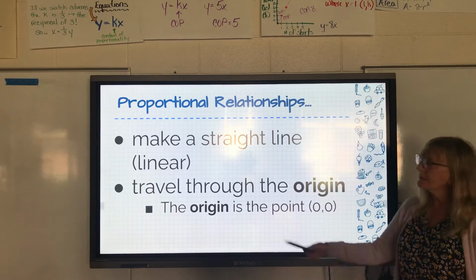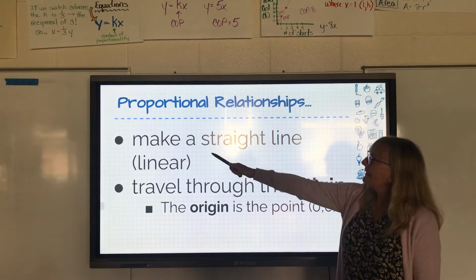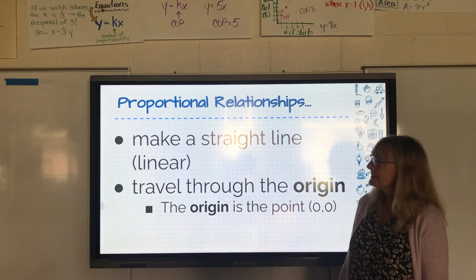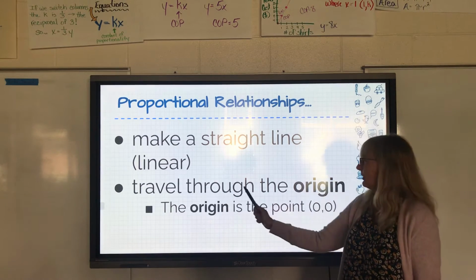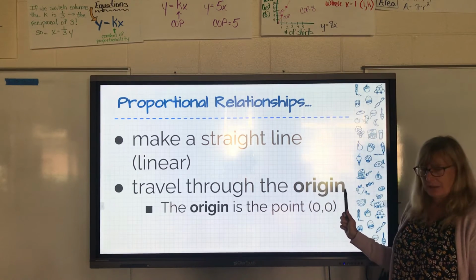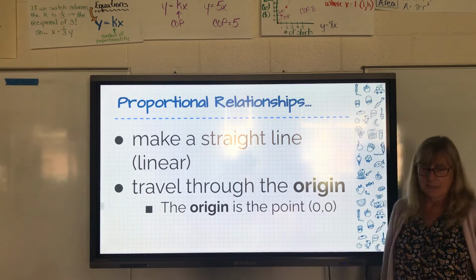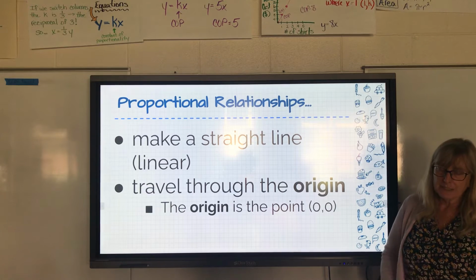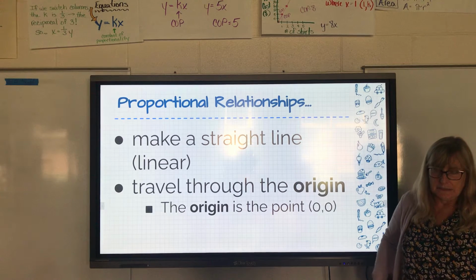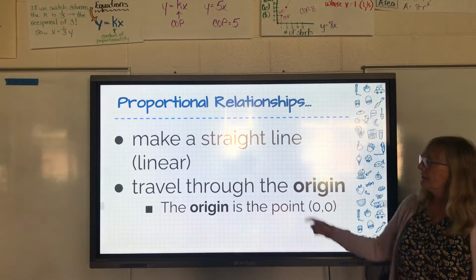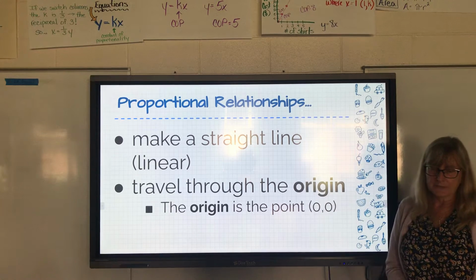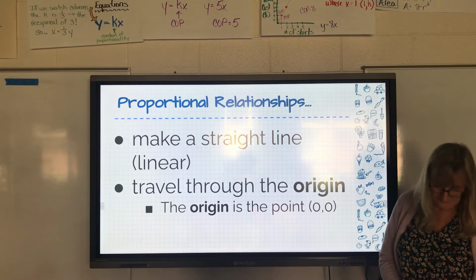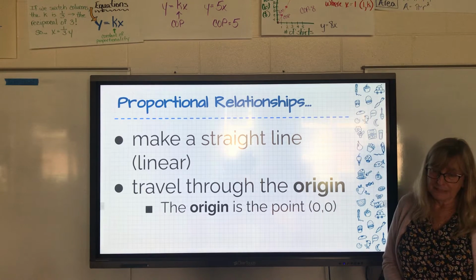Okay. Key points. On a graph, it makes a straight line. It is linear. If you want to write this down, it might be a good idea. It travels through the origin. The origin is the point 0, 0. If you want to screenshot this, write it down. This is your takeaway for graphs. It's also in the summary. All right, anybody need more time?